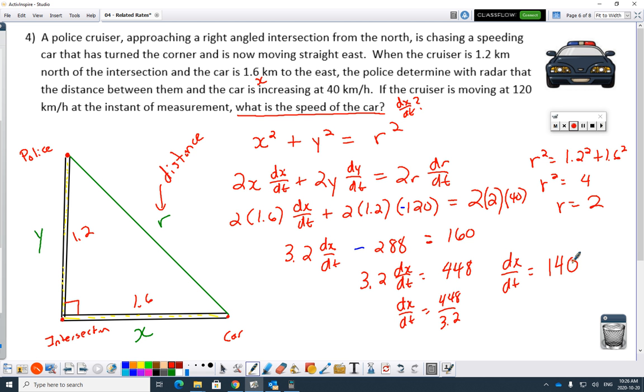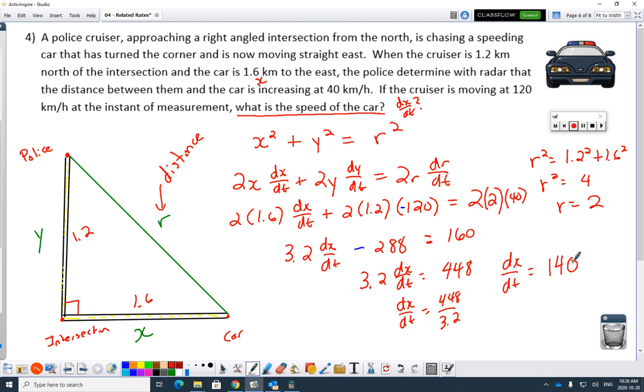3.2 is right. 2 times 1.2 times negative 120. Negative 288. 160 plus 288. 448 divided by the 3.2. 140. Okay, I've got two conclusions here.